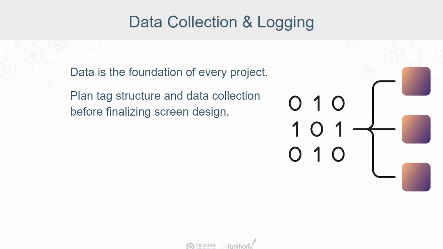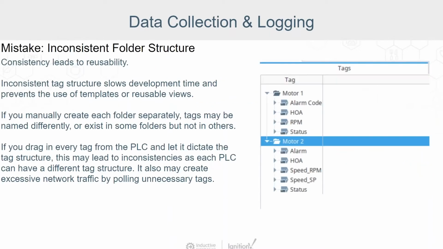A consistent and efficient tag structure is crucial to both screen design and data collection and logging. The first mistake we'll look at is inconsistent tag structure. Remember, consistency is crucial for reusability. Inconsistent tag structure slows development time and prevents you from using templates or reusable views.